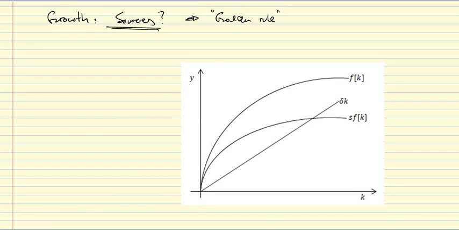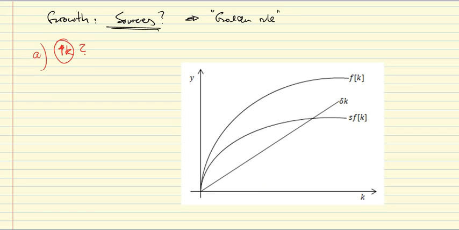So here I want to share a few more thoughts on the issue of growth. The question here is, what are the sources of growth in this baseline neoclassical growth model? Where does growth come from? And we have a few candidate answers. You see here, we have a diagram that describes the model. And the first candidate might be simply capital accumulation.